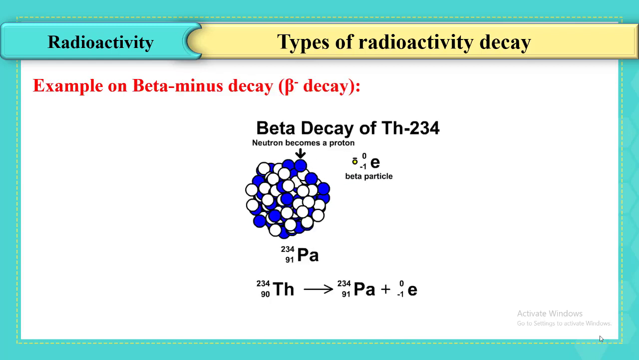This animation shows clearly how the thorium atom is an example of beta minus decay. A neutron of the thorium atom is converted into a proton, which leads to the emission of an electron. This leads to the formation of a new element called protactinium with emission of an electron.